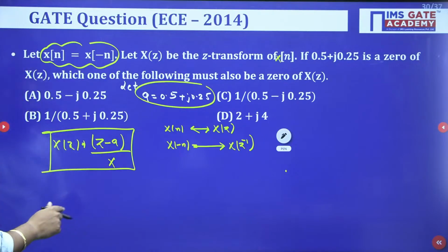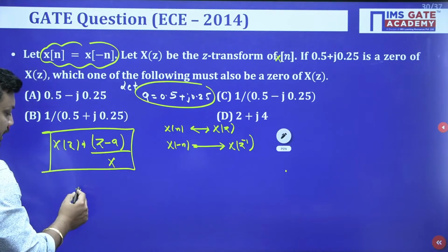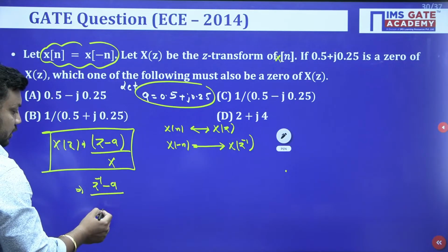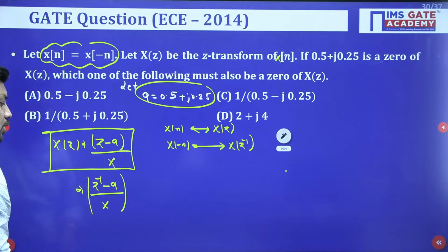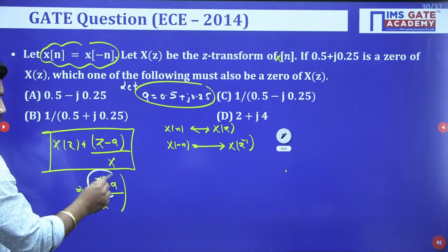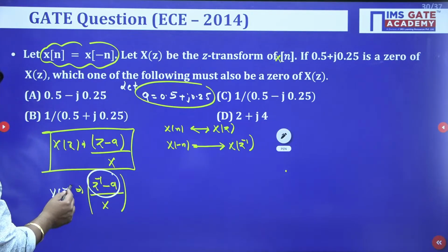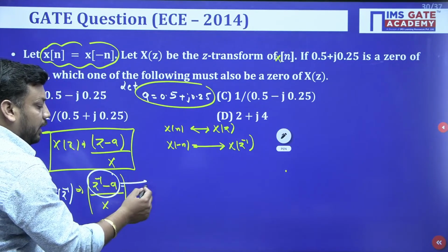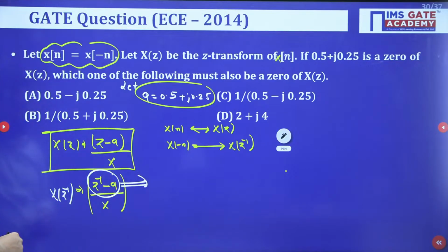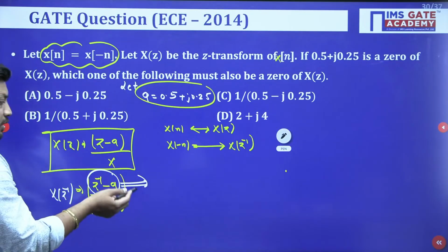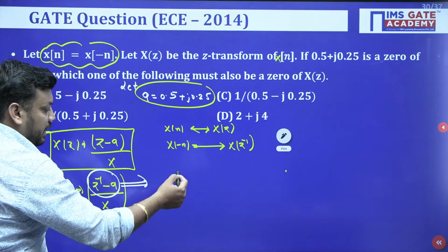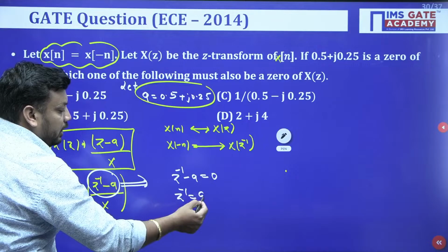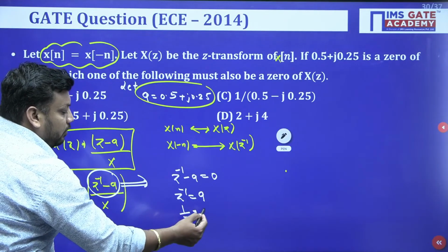And because of X(z) inverse, now if I talk about here X(z), it will actually be (z inverse minus a) upon x. And it means, if I want to find the zeros, then I need to equate the numerator part to 0. So the roots of the numerator will give me the zeros of X(z). So z inverse minus a equal to 0. So here z inverse equals a. So here 1 by z equals a.